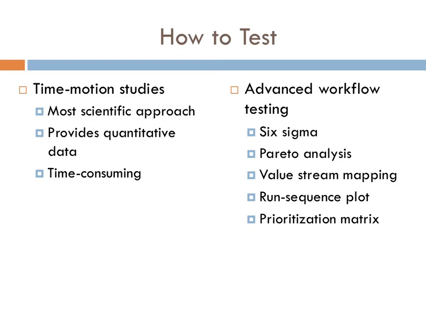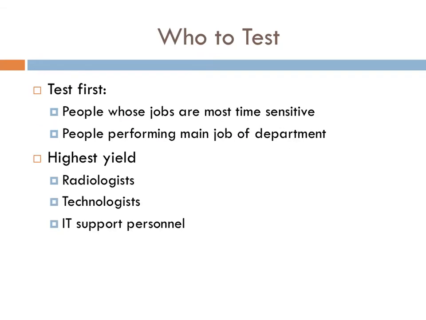Or you could run a prioritization matrix. This quantifies each pain point or perceived problem area in terms of frequency, severity of impact, and feasibility of correction. This way allows you to determine which projects you need to tackle first. So who should you test first? You should test the people whose jobs are the most time sensitive. These are usually the people getting paid the most, and people performing the main jobs of the department. The highest yields happen when you test the radiologists, the technologists, and the IT support personnel.